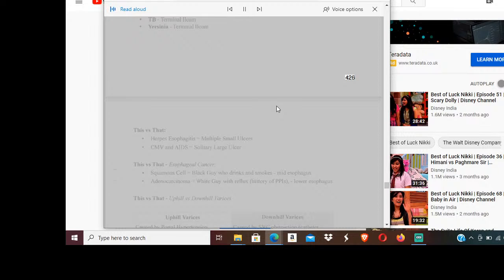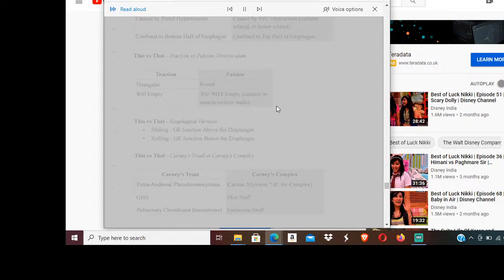426. This vs that: herpes esophagitis equals multiple small ulcers; CMV and AIDS equals solitary large ulcer. This vs that, esophageal cancer: squamous cell equals black guy who drinks and smokes, mid-esophagus; adenocarcinoma equals white guy with reflux, history of PPIs, lower esophagus. This vs that, uphill vs downhill varices. Uphill varices are caused by portal hypertension; downhill varices are caused by SVC obstruction, catheter related or tumor related. Uphill is confined to the bottom half of the esophagus, downhill to the top half.